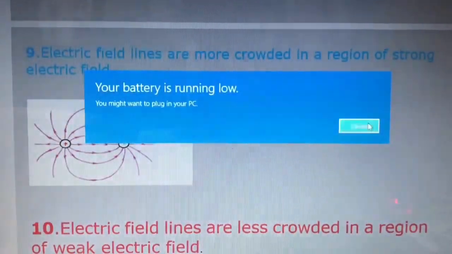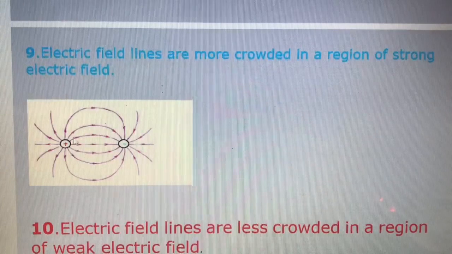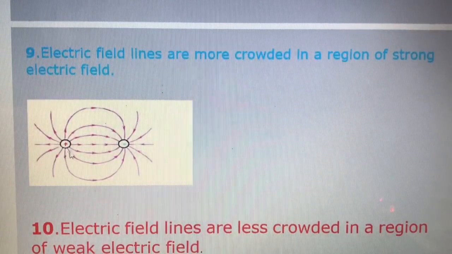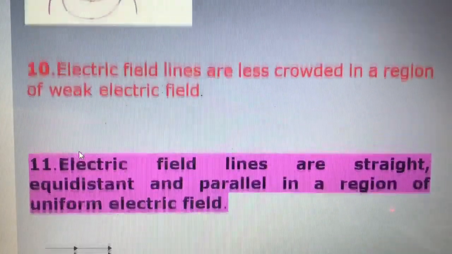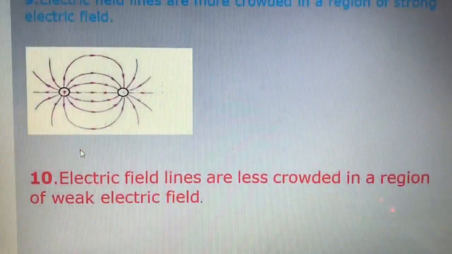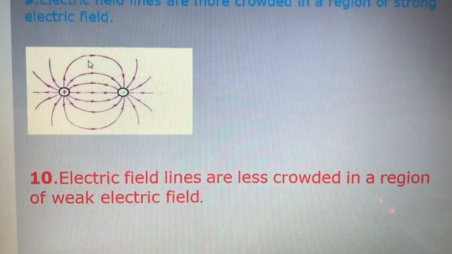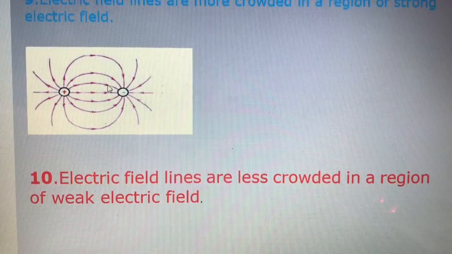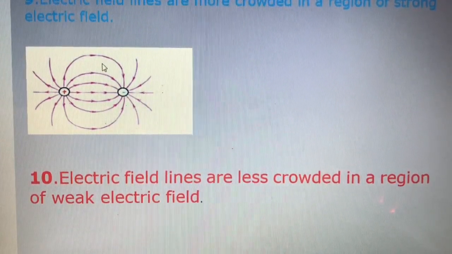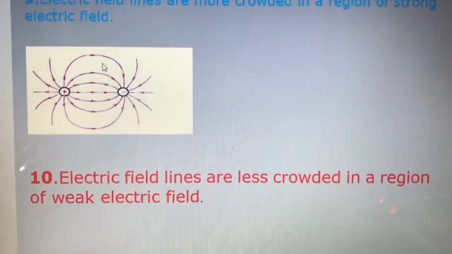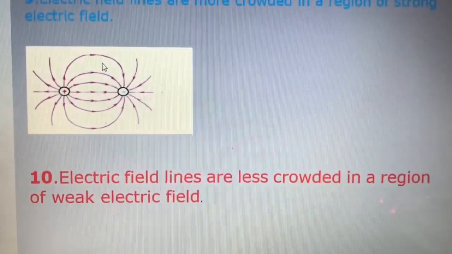See here, the electric field is very strong, and at this region the electric field lines are more crowded. Electric field lines are less crowded in a region of weak electric field. Here the electric field is very weak because the electric field is inversely proportional to distance. Already I have discussed this.